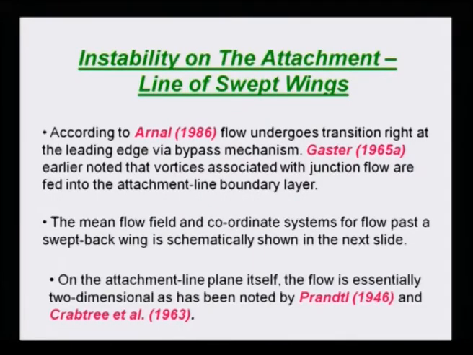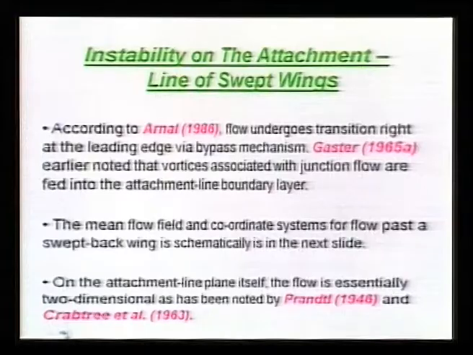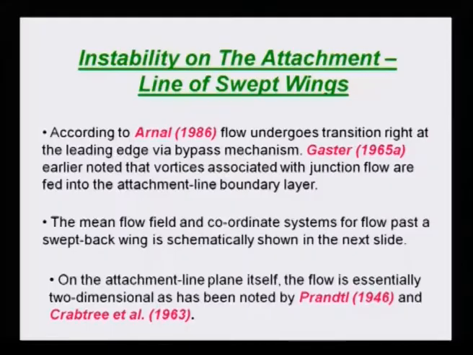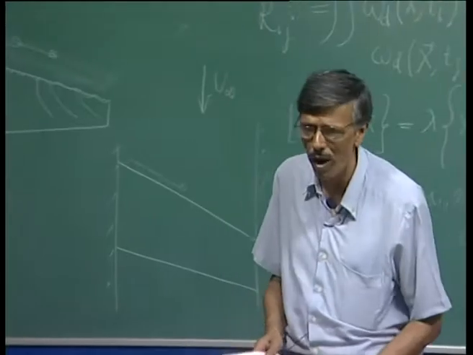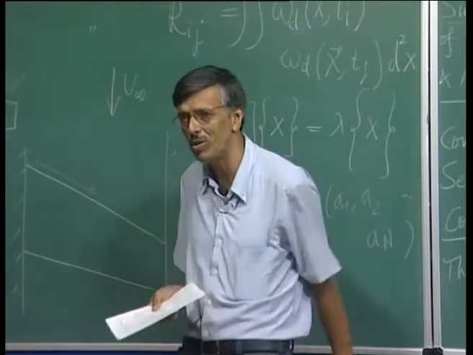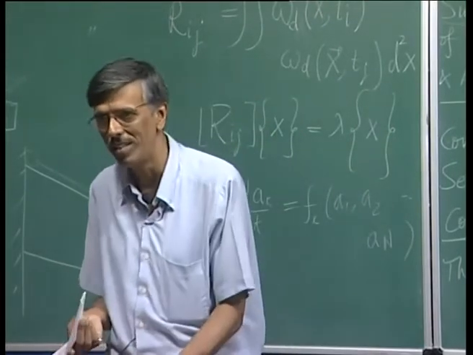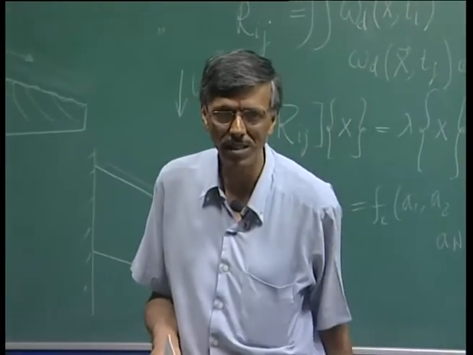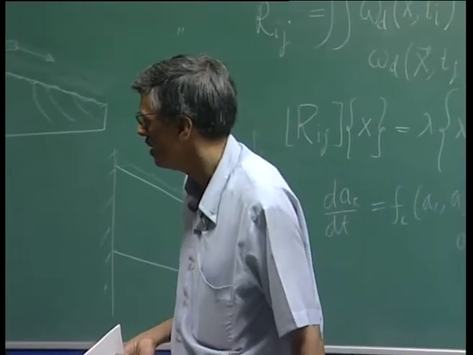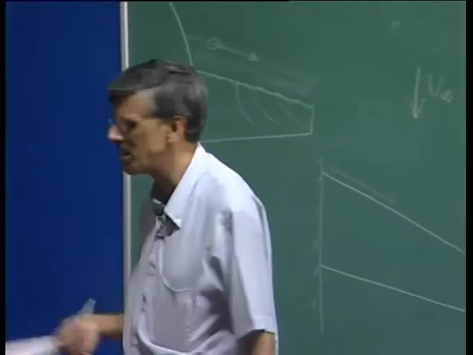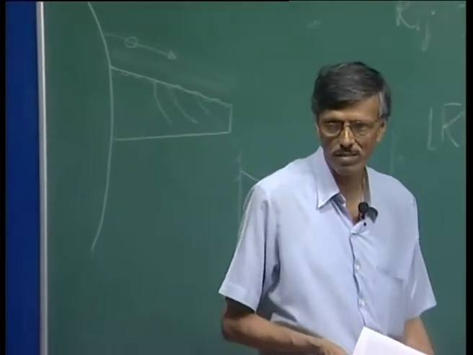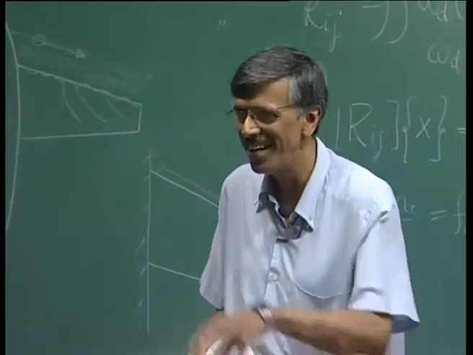In fact, Arnold called this a bypass mechanism. We also call it the same. Gaster even noted very early that if you can somehow make these vortices coming from the wing body junction weak, then you won't have such a contamination. And I think he has a patent also, Gaster's device at the leading edge, on how to do it.